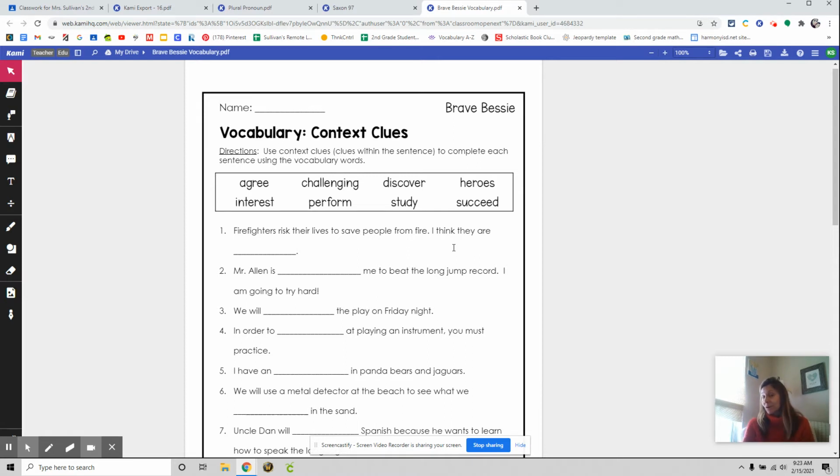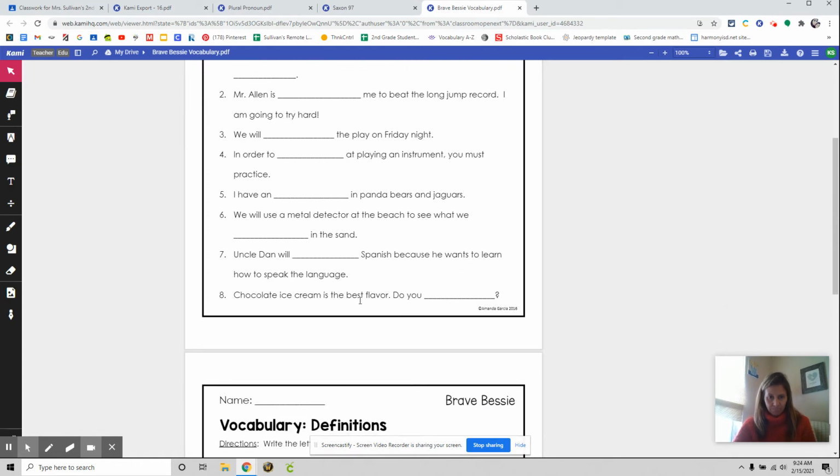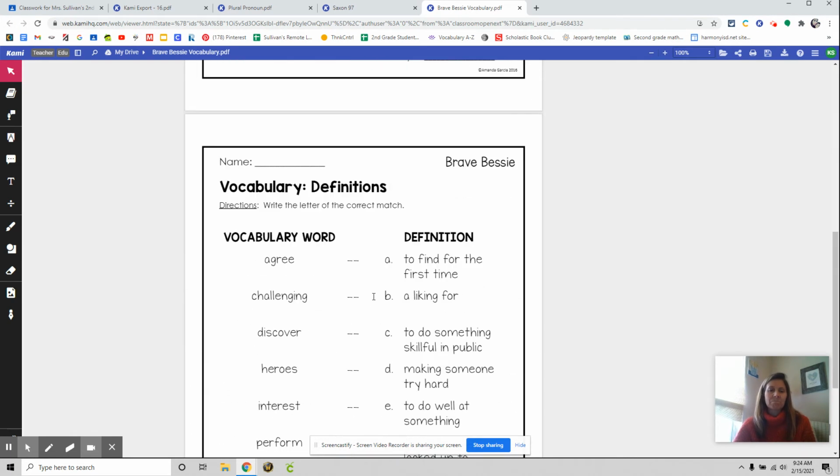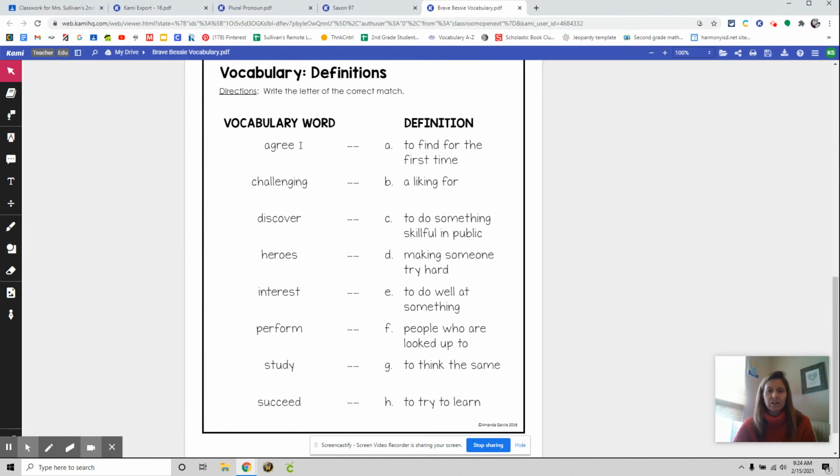Do you like sports? What is your interest? So be sure to fill in the blanks with those vocabulary words. Now there are 8 sentences and there are 8 words. You should only use them once. Do the second part here as well.